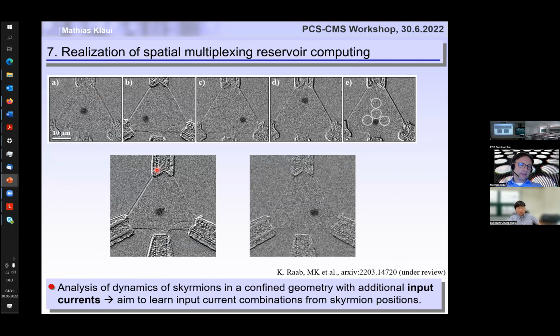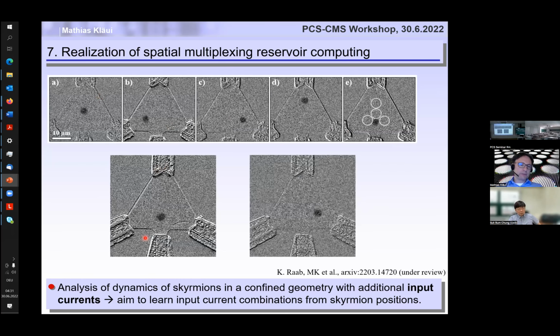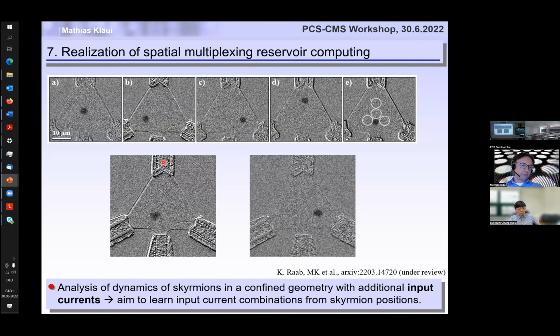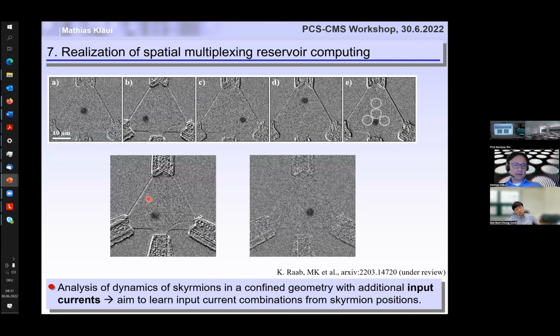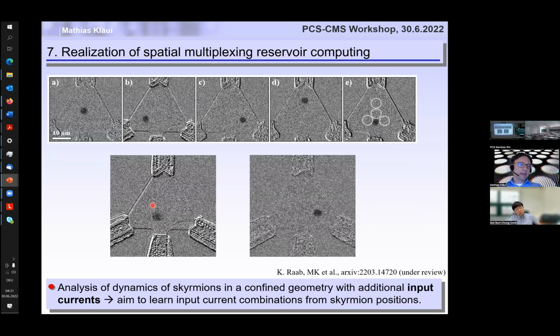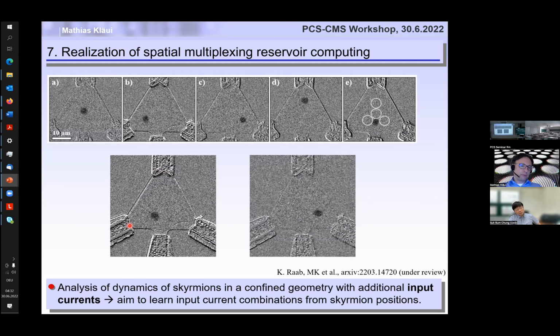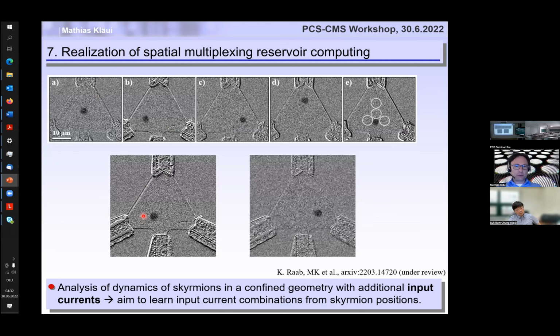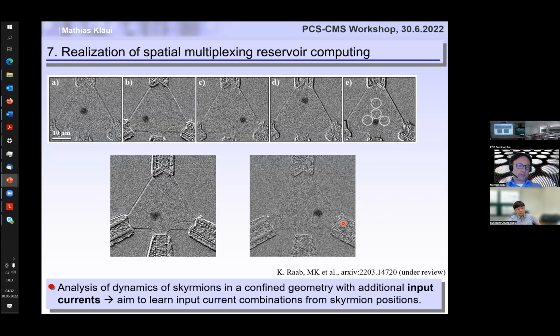For instance, in this example here, we have thermally excited skyrmions, but on top, we have a very low current. Actually, it's 3 to 4 orders of magnitude smaller than what is typically used for racetrack type of dynamics. And we push the skyrmion with this current here towards the bottom left. Here we have the current flowing from here to here. We push the skyrmion towards the bottom right.